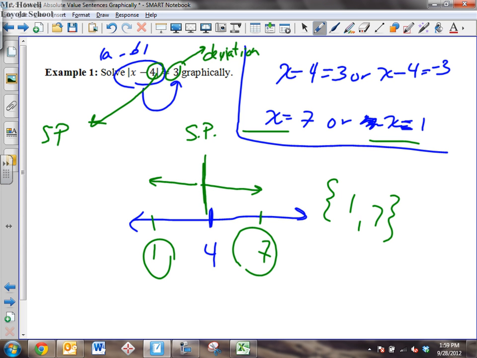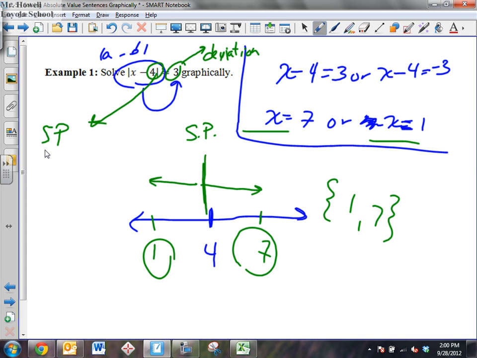D-E-V-I-A-T-I-O-N. The deviation in math, anybody know what deviation means? What's a deviation? Never heard it before? If everybody in the class hypothetically got a 70 on a test, and one student had like a 75, there would be a 5-point deviation from the norm in a sense. Okay, deviation, what is different from the norm. So I'm going to call this my deviation, my movement from left to right.